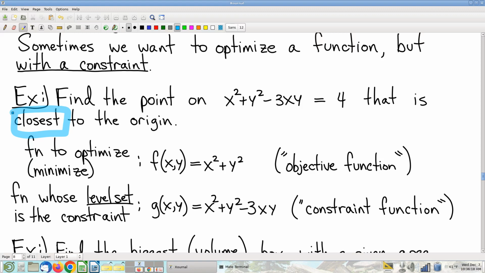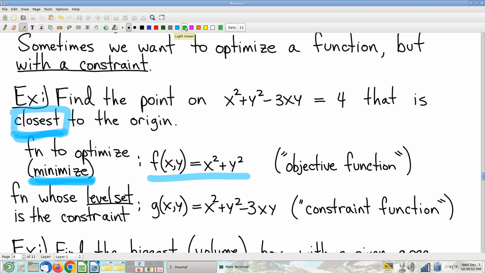And to save ourselves some trouble, I'm going to look at the square of the distance, because if you find the point where the distance is the smallest, you've also found the point where the distance squared is the smallest, right? So that's just a nice little algebraic convenience. Saves you having to deal with square roots, right? But I'm going to say this is our function that we want to minimize, right? Closest means we want to minimize the distance. All right.